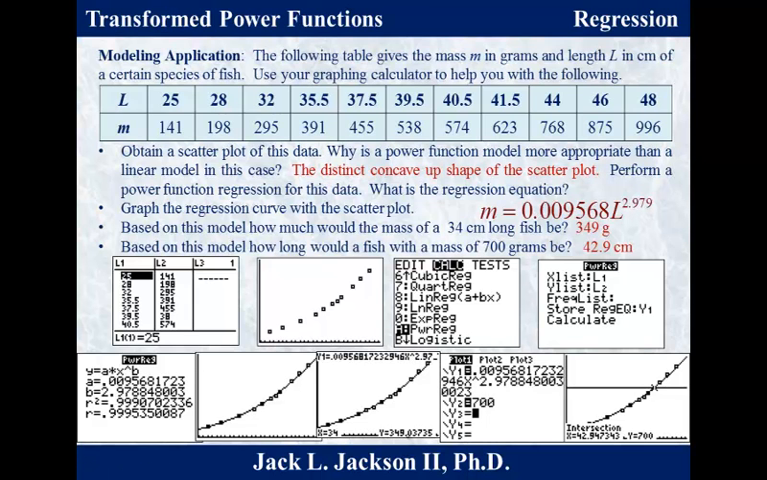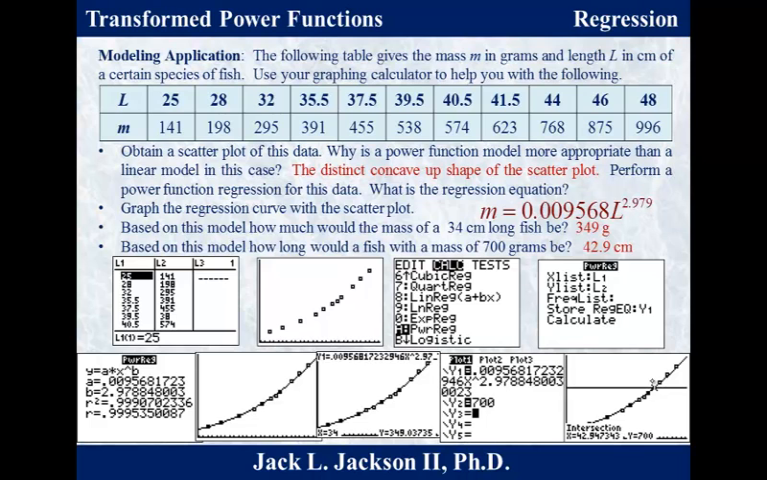So that says when the length is 34 centimeters, the mass is going to be 349 grams. Well, let's do it backwards. What if the mass is 700? We put 700 in place of M. We could solve this by hand. We just divide by this coefficient and then take the 1 over this power, and that's going to give it to us. But we can also have the calculator do it by letting Y2 be the thing that we want, 700, and do a calculate intersect where that intersects our model, and there's the Y, but now the X is 42.9 centimeters. So according to this model, we would expect a fish that has a mass of 700 grams to have a length of 42.9 centimeters.